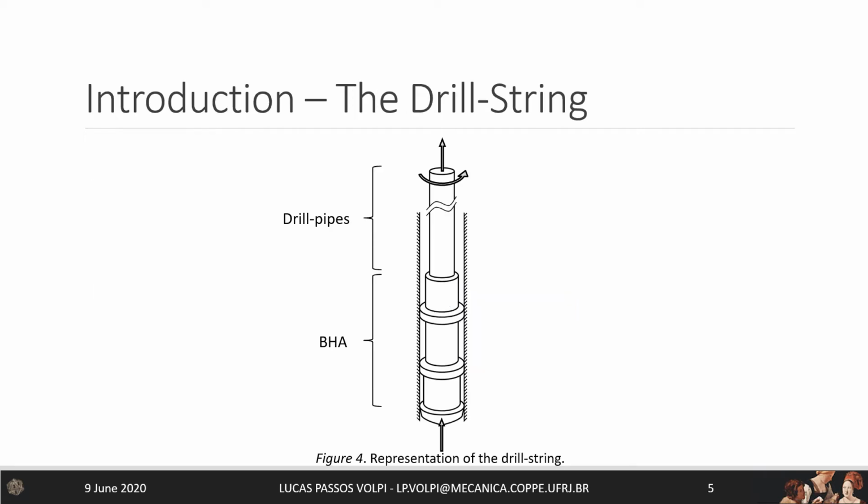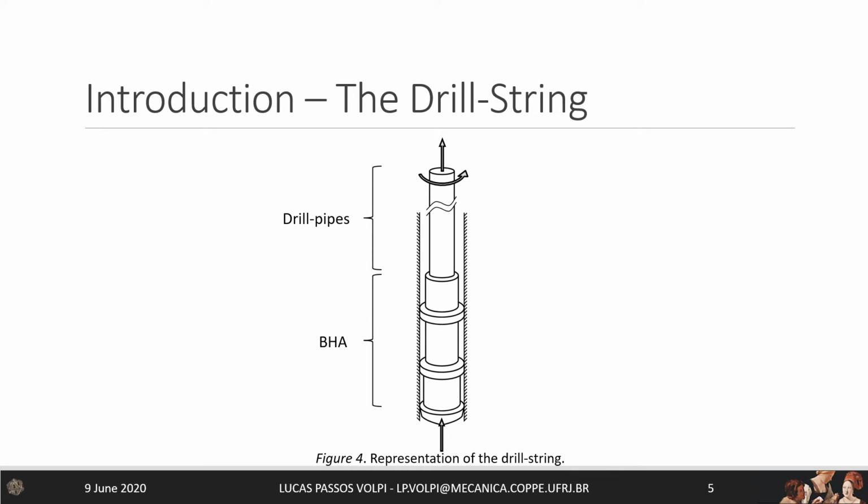The drill string is an extremely slender structure that is used in the drilling process. It can be divided in two main parts, the drill pipes and the BHA, or bottom hole assembly. The former occupies most of the extension of the drill string. The latter is usually stiffer and is where most of the drilling equipment is located.